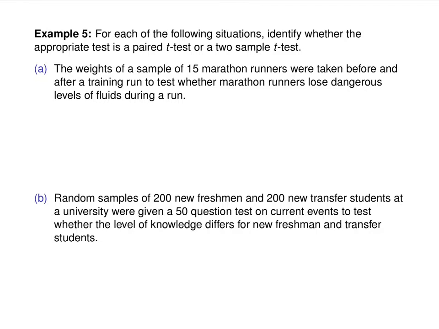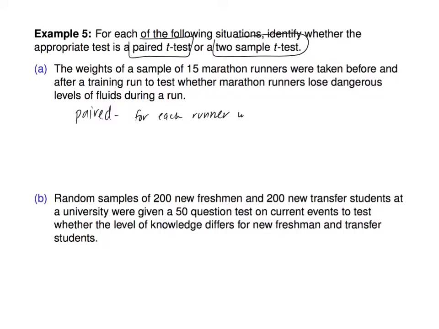Okay, so first thing we need to know: one thing you have to distinguish for sure is, do you have paired differences or do you just have two separate populations, right? So is this a paired t-test, meaning you have paired data, or is it a two-sample t-test, meaning you have two different groups? So you have 15 marathon runners, and you took their weights before and after a training run to test whether they lose dangerous levels of fluids during a run. Paired. So for each runner, we have two measurements.